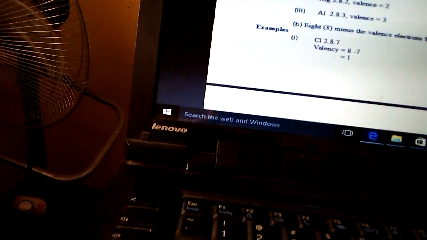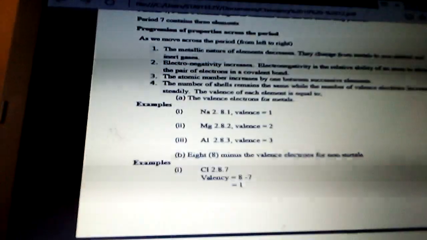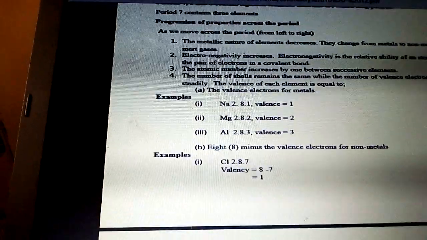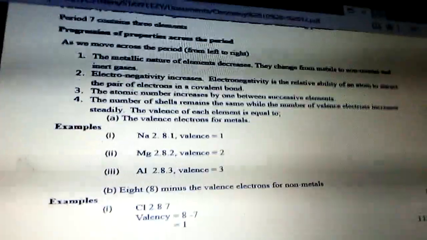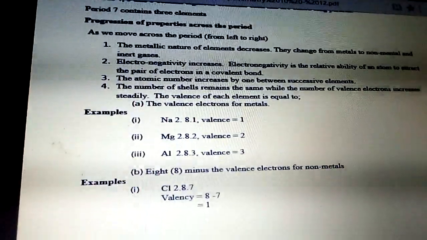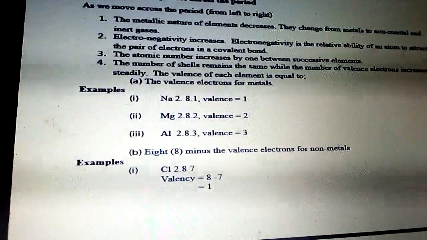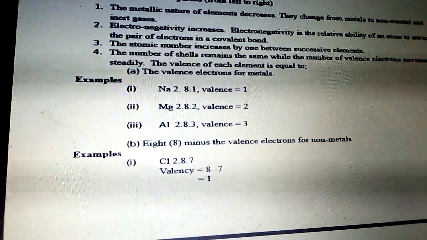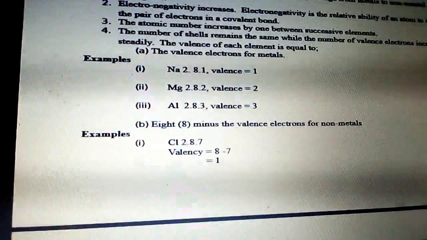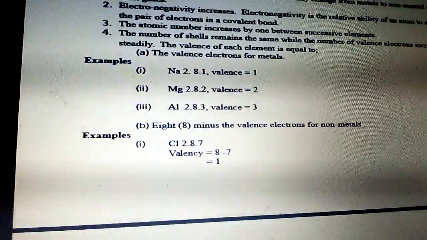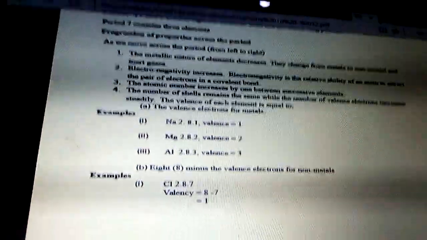Now, progression of properties across the period. As we move across the period from left to right, the metallic nature of elements decreases. On the left hand side, we have more metallic nature compared to the right hand side. They change from metals to non-metals. So we need to know this principle very well.